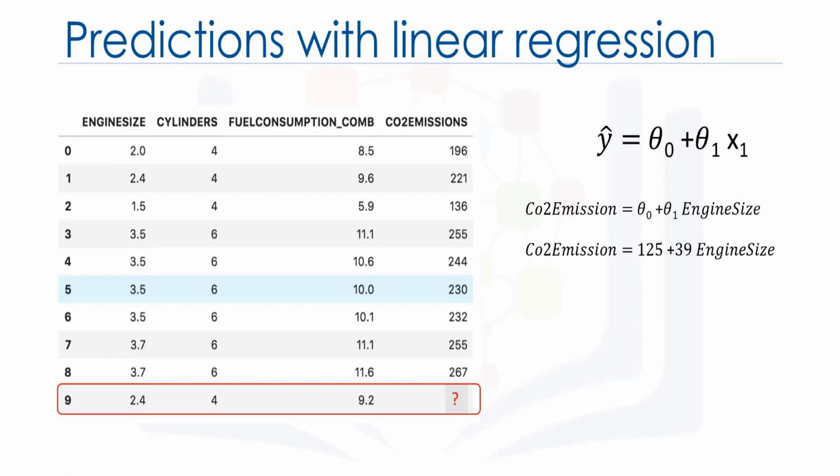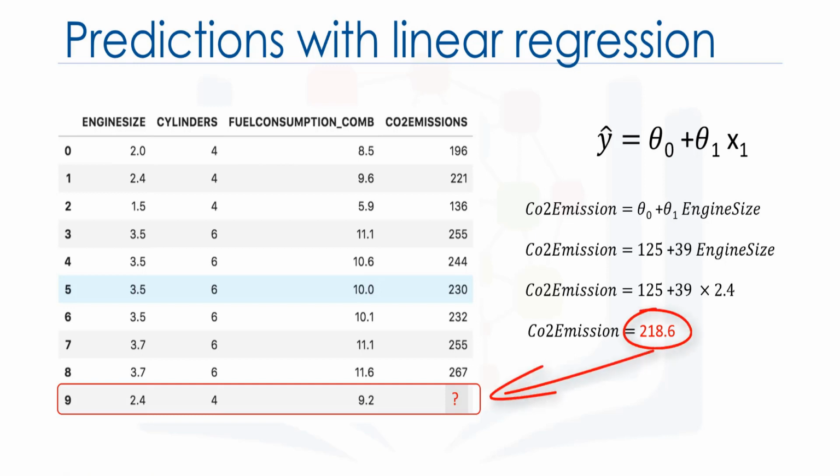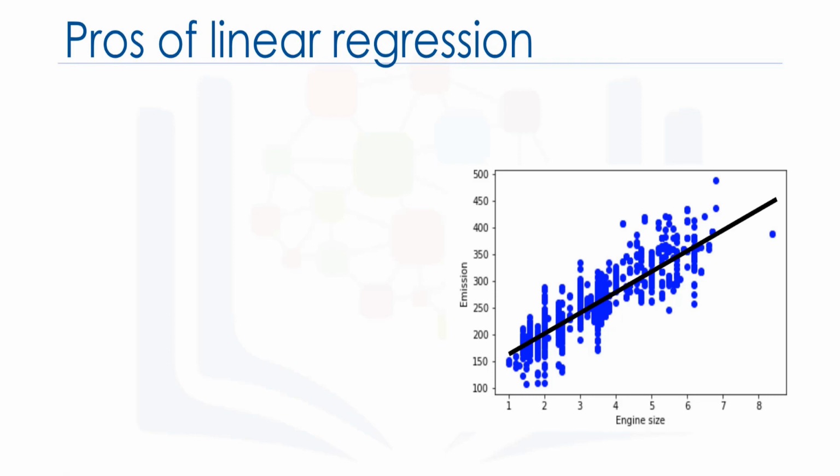Once found, we can plug in the equation of the linear model. For example, let's use theta 0 equals 125 and theta 1 equals 39. So we can rewrite the linear model as CO2 emission equals 125 plus 39 engine size. Now, let's plug in the 9th row of our data set and calculate the CO2 emission for a car with an engine size of 2.4. So, CO2 emission equals 125 plus 39 times 2.4. Therefore, we can predict that the CO2 emission for this specific car would be 218.6.